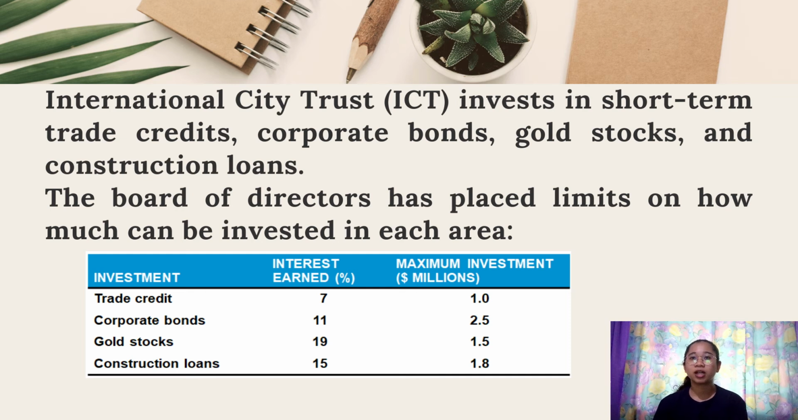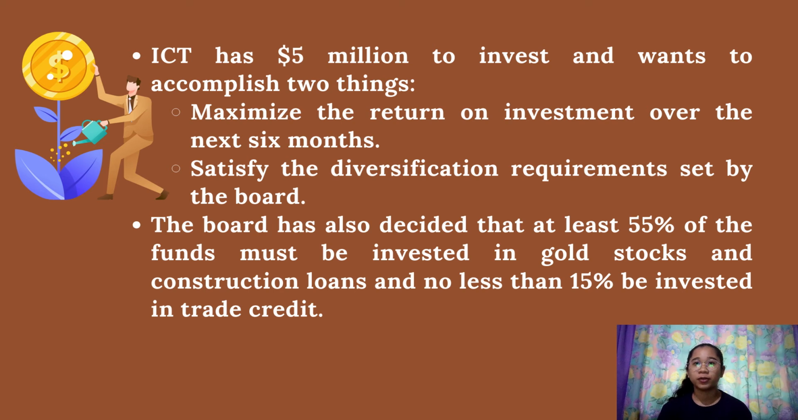The table shows how much each field has its rate of return: 7% for the trade credit, 11% for the corporate bonds, 19% for the gold stocks, and 15% for the construction loans. The ICT wants to accomplish 2 things by investing $5 million.